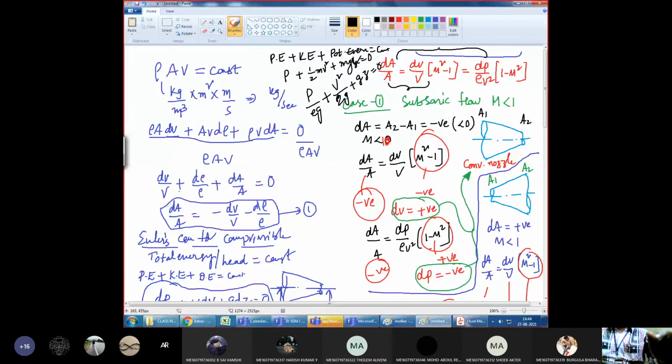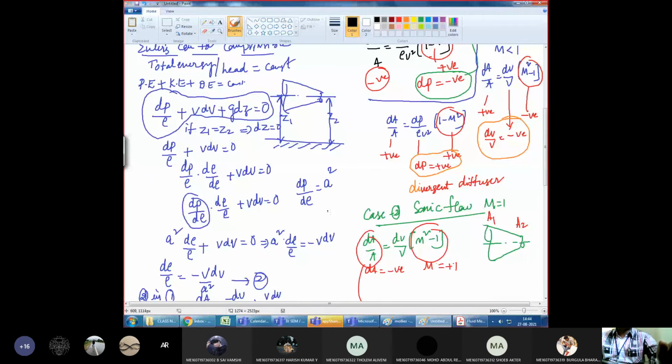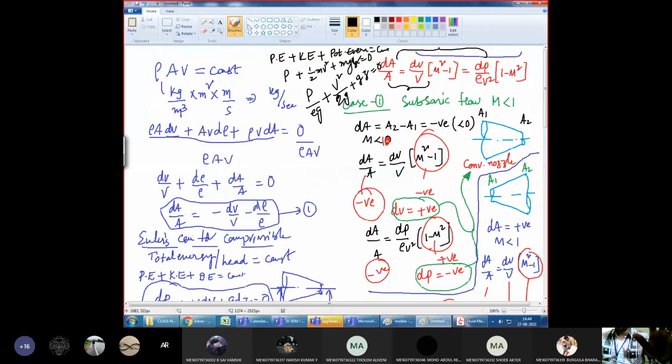Then after that you should remember, for compressible flows, under root dp by d rho is equal to sound velocity. dp by d rho is nothing but a square, we can substitute. These two things you should remember. These are for compressible flows. So this description is important.